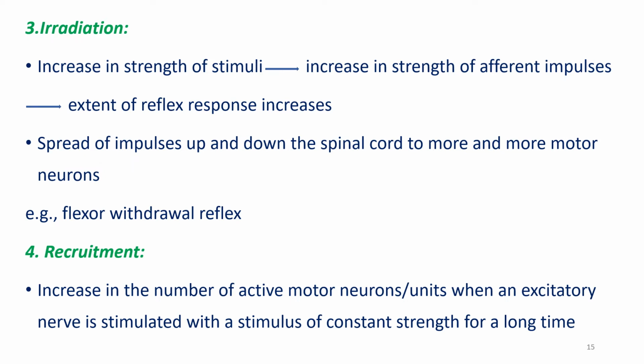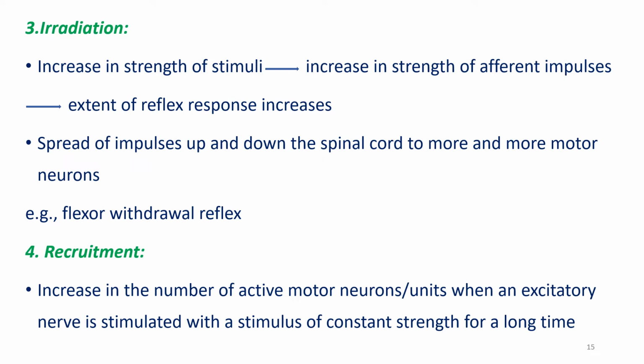So for example, the flexor withdrawal reflex: when you are pricked with a pin at the finger, you try to remove your finger. Suppose there is a stronger prick, that is, you are pricked with a longer or stronger pin, you will remove the limb totally away. So you are increasing the strength of the stimulus, you are increasing the efferent impulses, so there is a stronger response. This flexor withdrawal reflex will occur with different magnitude depending upon the strength of the efferent stimulus or the efferent impulses.